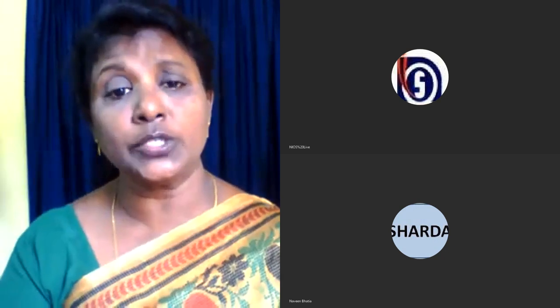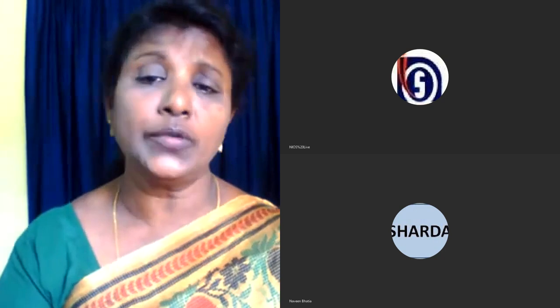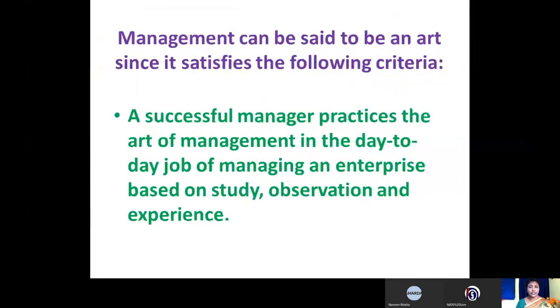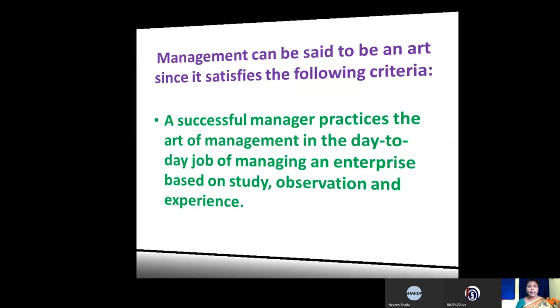Now let us see, students, if management has these three characteristics of art. First, a successful manager practices the art in the day-to-day job. So it is based on study, observation, and experience. He is going to study about it, he is going to make various observations, and he is going to experience it. So what is he going to do, students? He is going to practice it in day-to-day activities.